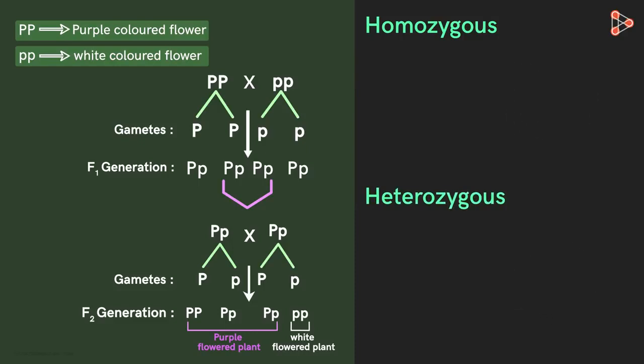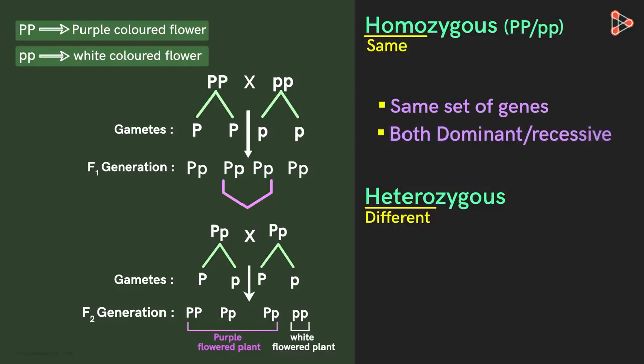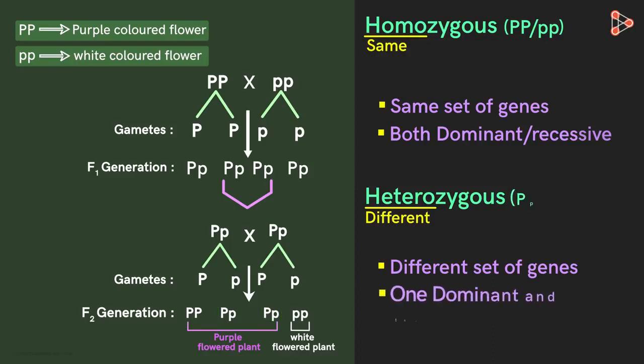We know that the term homo means same and hetero means different. So homozygous means the set of genes are the same, both either dominant or both recessive. For example, PP and pp are both homozygous forms. Heterozygous is exactly the opposite of this. It simply means both the forms are different. So here, Pp represents the heterozygous form, one dominant, one recessive.